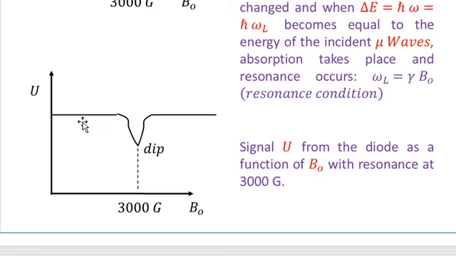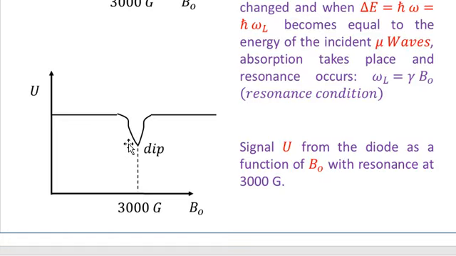That is the frequency or the energy of the microwave satisfied with the delta E. That is the energy of the gap between the two levels, between the two resonance levels due to the spin of the electron. Then of course the absorption of the energy of the microwaves will occur, and a dip is recorded in the signal of the diode.